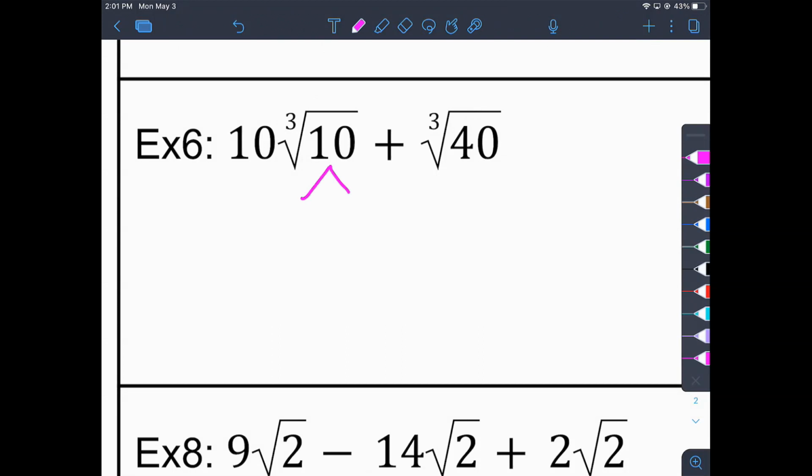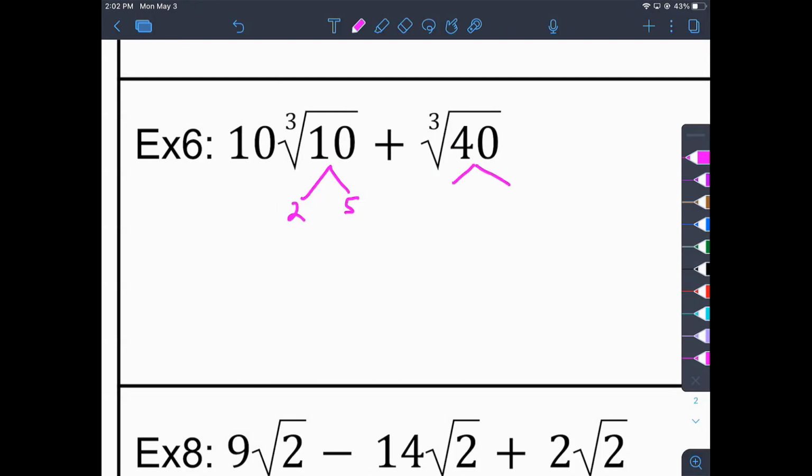10 can be factored into 2 times 5, which isn't very helpful because there's only 1 2 and 1 5. We would need 3 2s or 3 5s in order to satisfy the index and pull a whole number out. So that one's not going to simplify any further. What about the 40? Well, let's see.